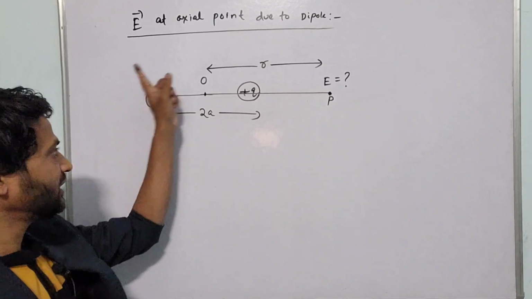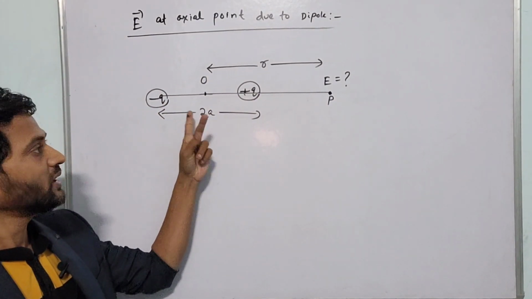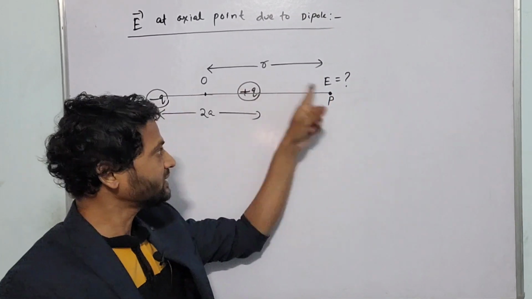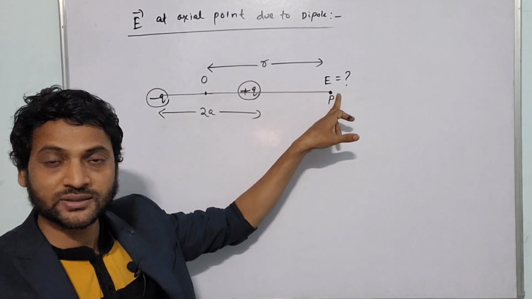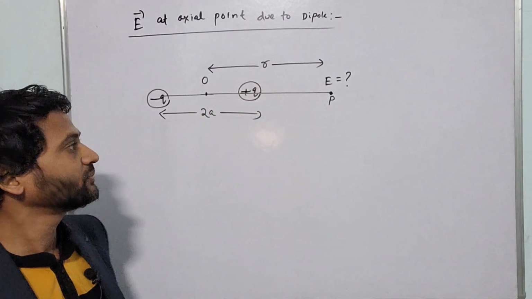So again I repeat, we will take a dipole having two charges minus q and plus q. The separation is 2a and we will take a point on its axis where we will find out electric field intensity, and the distance between the point P and O is r.